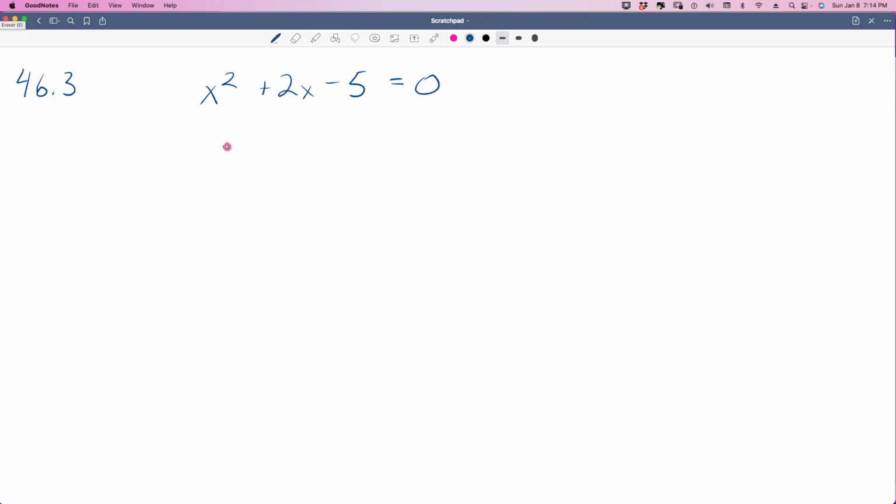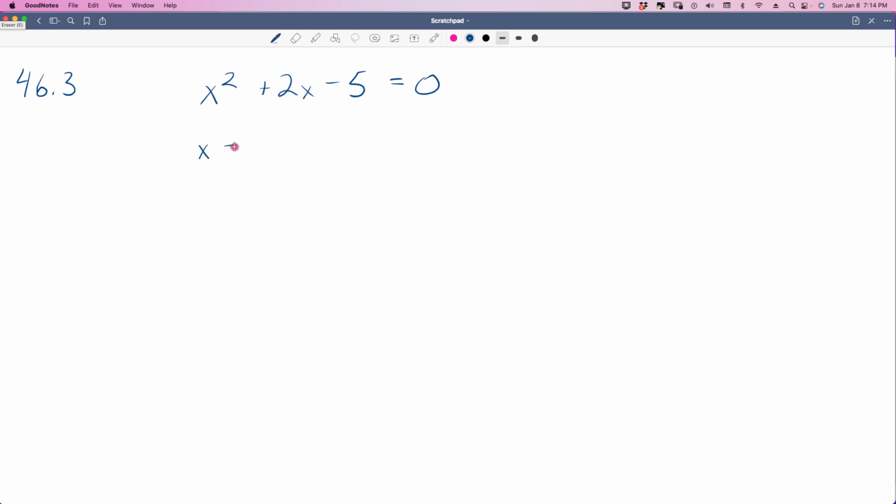And we are going to look at this for just a second and think to ourselves, what is my best method here? How am I going to get this? Well, the only factors of 5 are 5 and 1. That's not going to give us 2x in any way whatsoever. So we're going to have to use the quadratic formula again. So let's just do that.